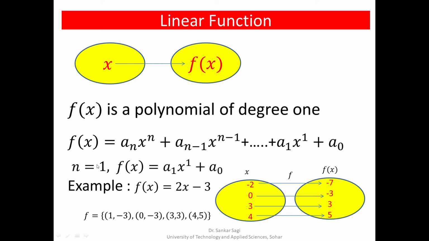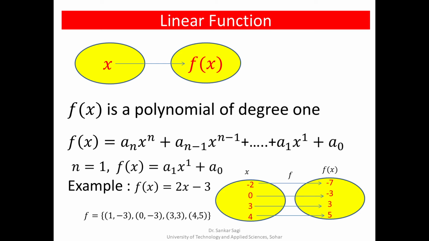So in this polynomial, if we put n equal to 1, f(x) will be a1 x power 1 plus a0, where a1 should not be 0, that is, the x coefficient should not be 0. And a0 and a1 can be any constants, with the only condition that a1 cannot be 0. If a1 is 0, there will be no x term, and therefore it will be simply a constant, which is a constant function. But a linear function should have x terms, that means the coefficient of x should not be 0.